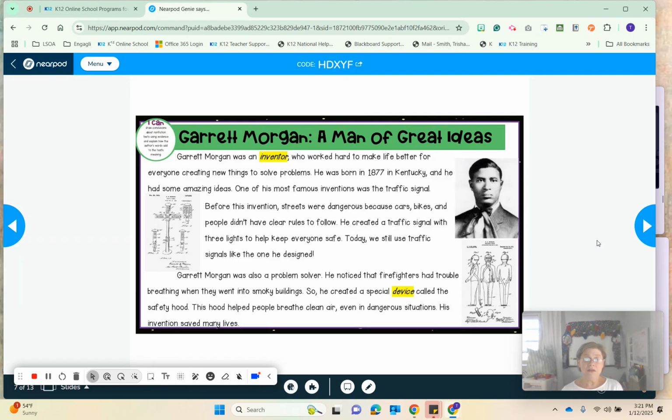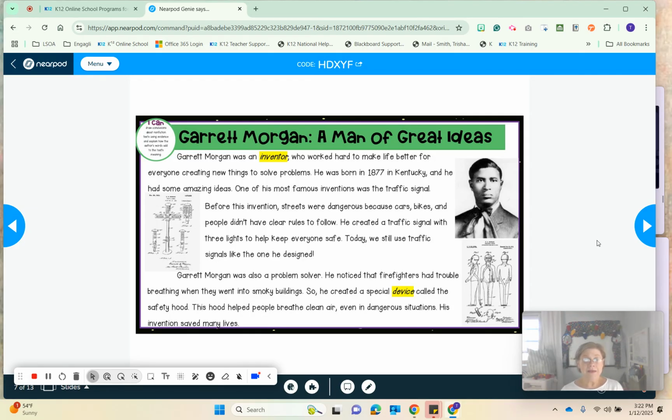One of his most famous inventions was the traffic signal. Before this invention, streets were dangerous because cars, bikes, and people didn't have clear rules to follow. He created a traffic signal with 3 lights to help everyone, to keep everyone safe. Today, we still use traffic signals like the one he designed.